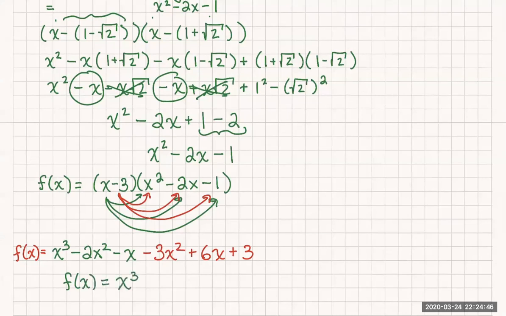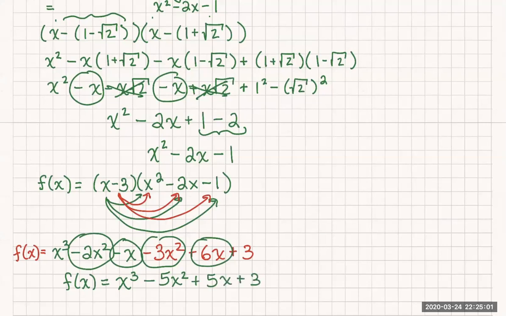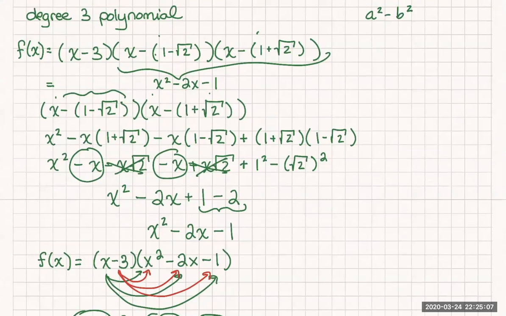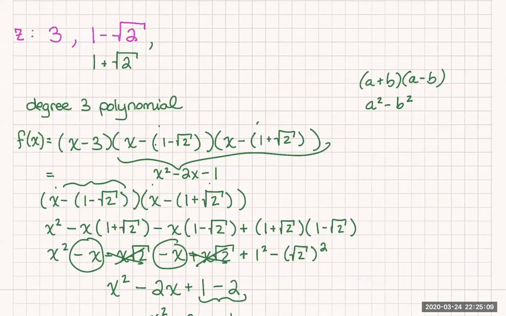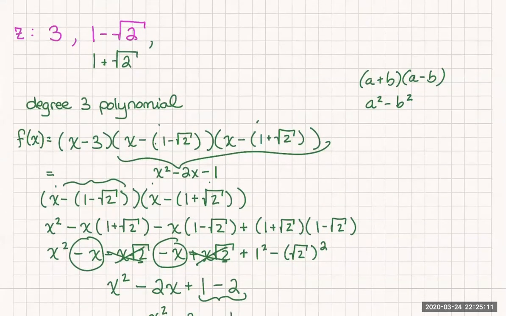So negative 2x squared minus 3x squared gives me negative 5x squared. Minus x plus 6x gives me plus 5x. And there's nothing to combine 3 with. So this is the cubic that, when factored, would give me the zeros 3, 1 minus root 2, and 1 plus root 2.